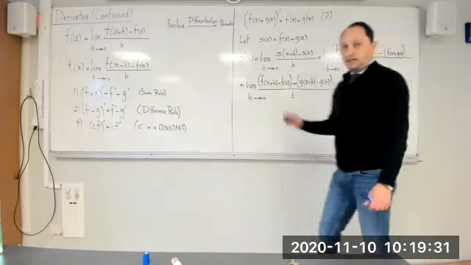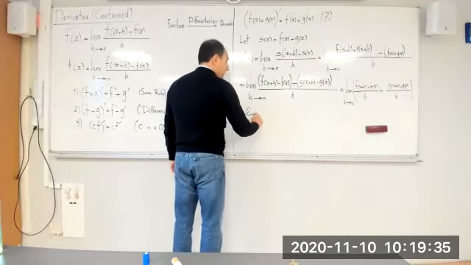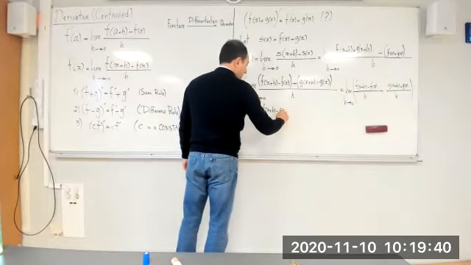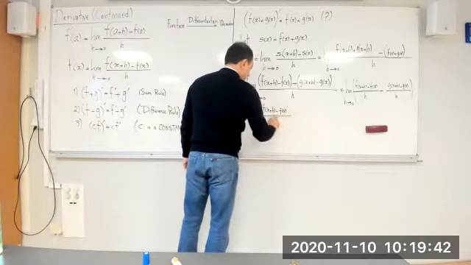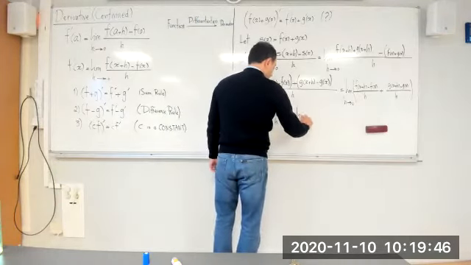And then, the limit of a sum is also a theorem. You can write it as the limit of the first function plus the limit of the second function.